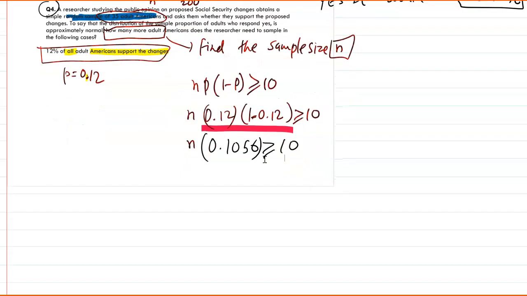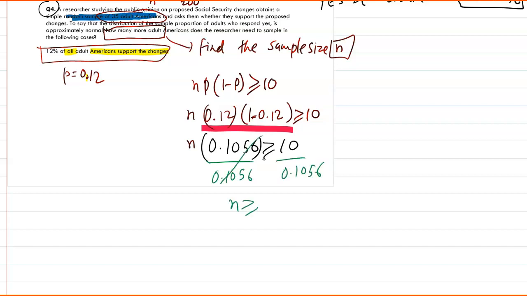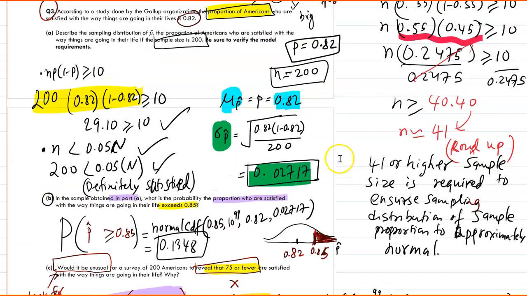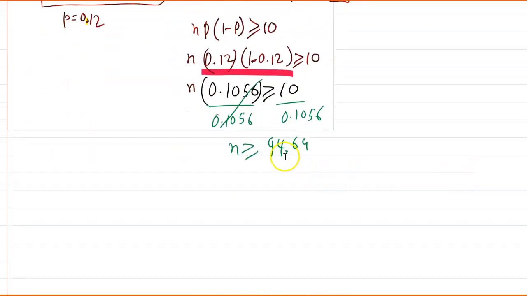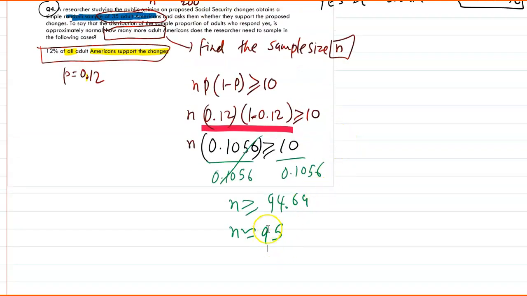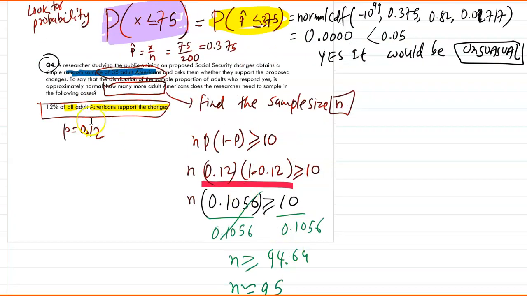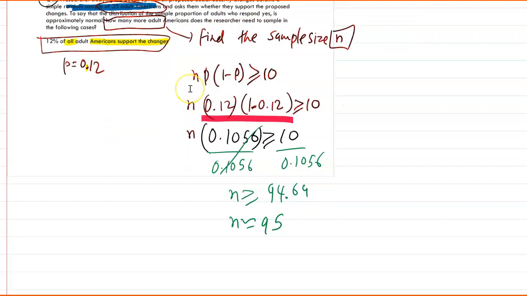Now divide both sides by 0.1056, it cancels, and n is greater than or equal to 94.69. Notice that, as I mentioned before, you always round up to the nearest whole number, because you need n greater than or equal to 94.69 as a whole. That means n must be approximately 95. Therefore, since 95 is the required sample size, but the researcher asked only 35, that's not enough.